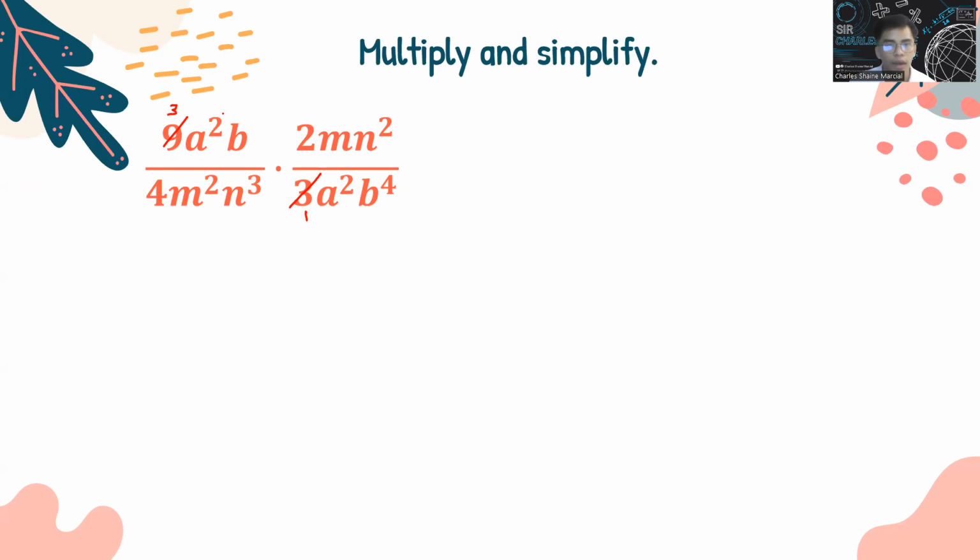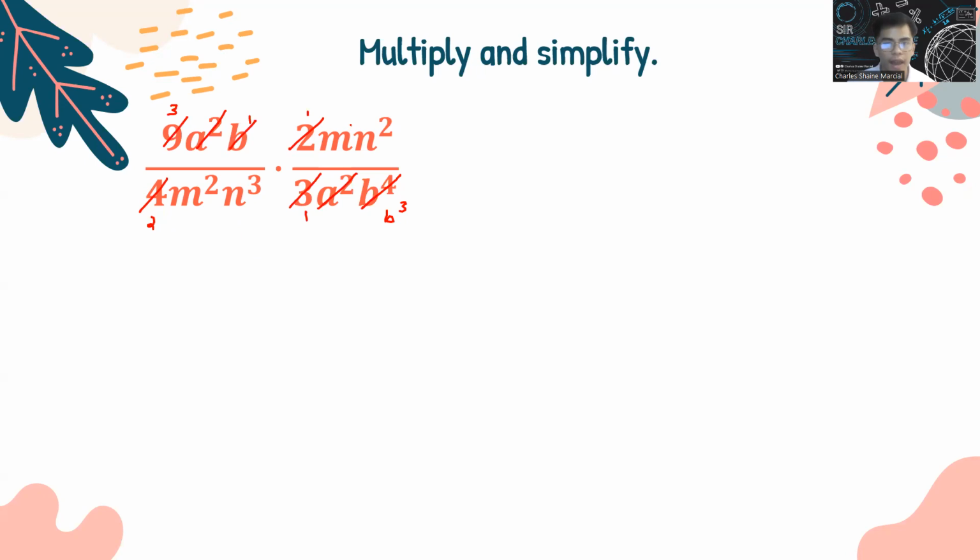And also a squared, from numerator and denominator, cancel out na since magkaparehas naman sila. Then b and b raised to 4 magiging b cubed. Bakit? 4 minus 1, that is equal to 3. Kaya b cubed na lang. And also, we have 2 and 4. Yung common factor nila is 2. So 2 divided by 2 is 1 and 4 divided by 2 is equal to 2.